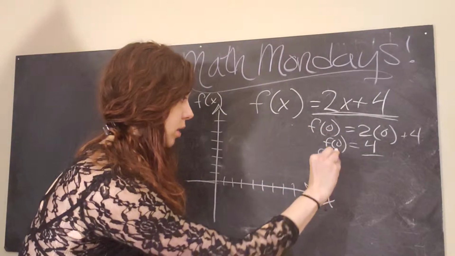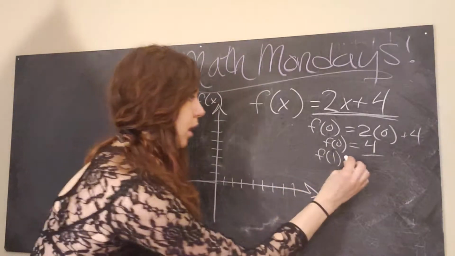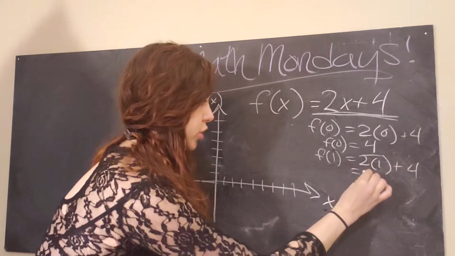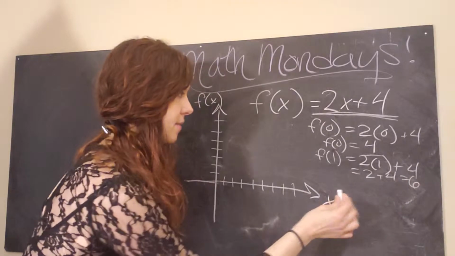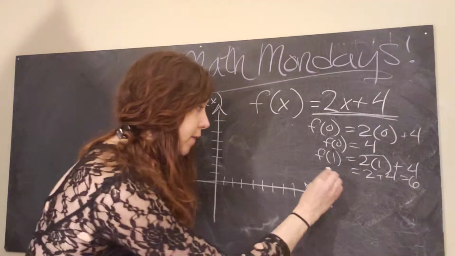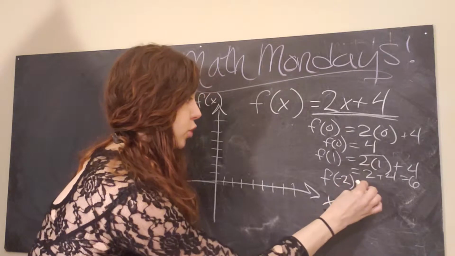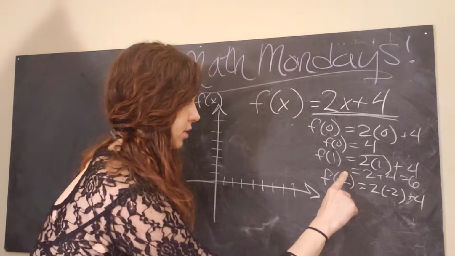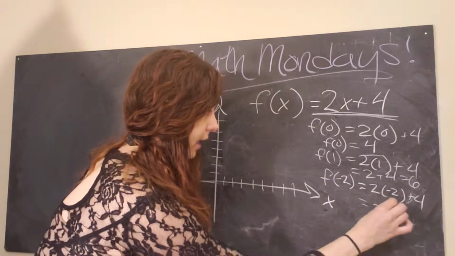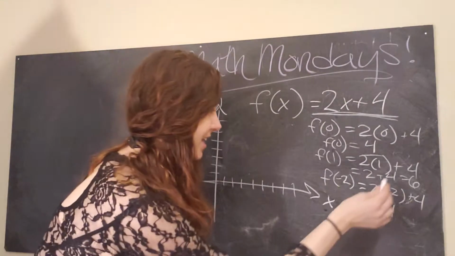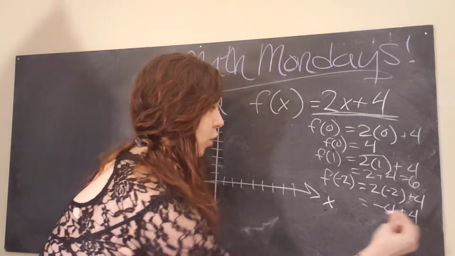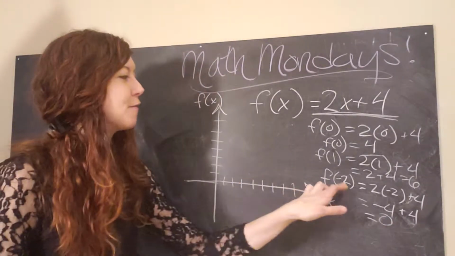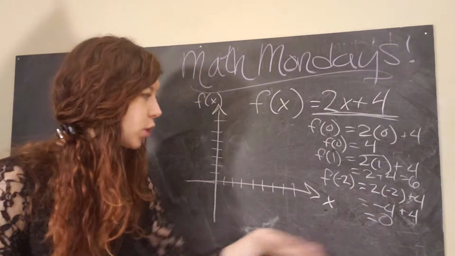So let's do another simple one. What is f of 1? What happens when we plug in 1 for our x? 2 times 1 plus 4, which is just 2 plus 4, which equals 6. And we can do this for negative values. We could say, what is f of negative 2? Then we're just going to do 2 times negative 2 plus 4. That did turn out interesting. So negative 4 plus 4 is 0. So f of negative 2, where x is negative 2, is going to equal 0.